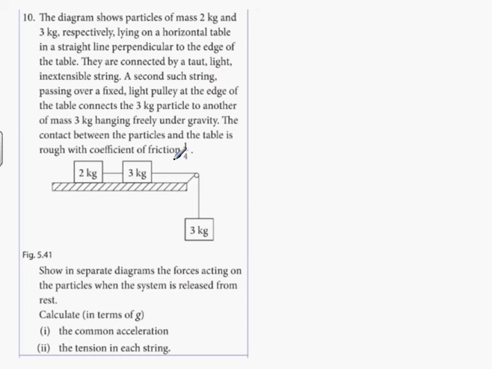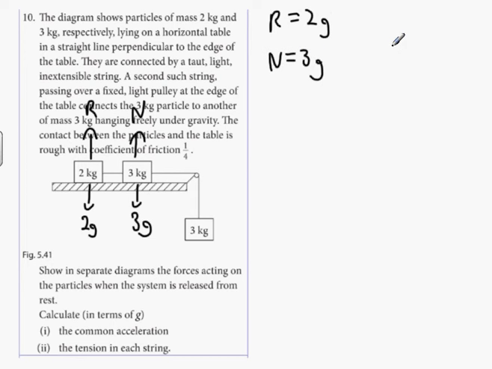What I'm going to do straight away is the friction. So 2g going downwards, 3g going downwards. We'll call one of the reaction forces R, and the other N. So R equals 2g, N equals 3g. We can call the frictions F1 and F2.